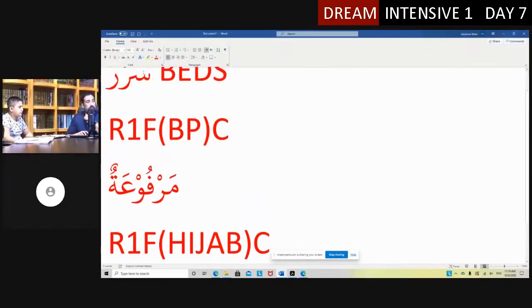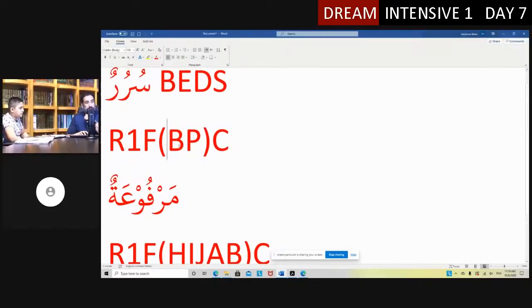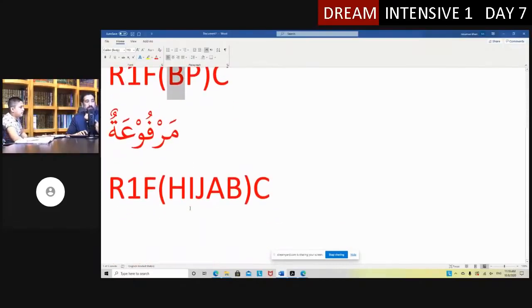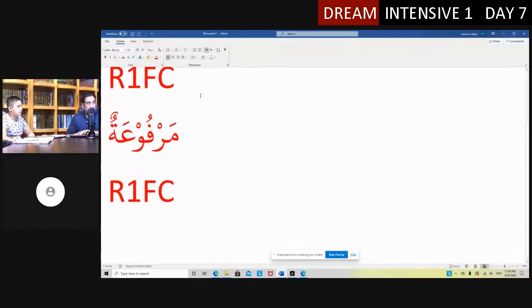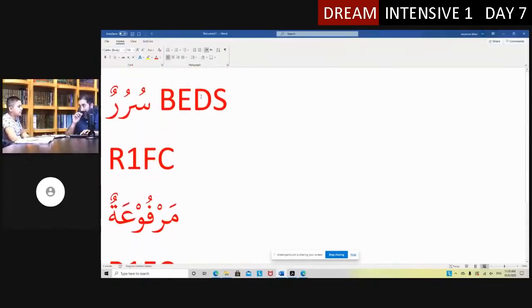But this one was feminine because it's a broken plural. This one is feminine because it's got a round ta. I don't care, they match. How you get there, I don't care. At the end of the day, this is R1 FC, and this one is also R1 FC. And when two properties match like that, then you know what happens? This one becomes an adjective of this one.